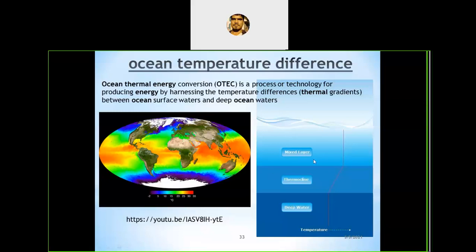The surface water, which is at higher temperature, could be used to heat. Here you can take this temperature approximately as 100. And the overall depth of this ocean, let us assume, is 2 or 3 kilometers. 3 kilometers means 3000 meters, or 5000 meters.